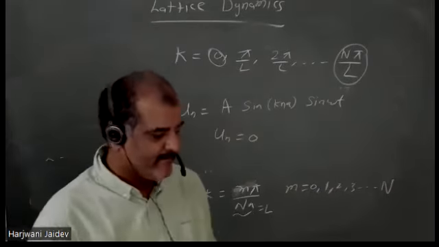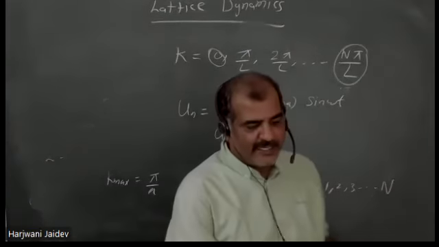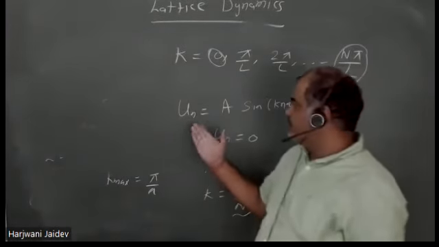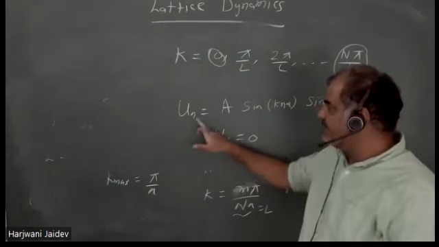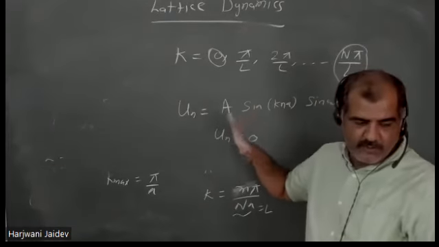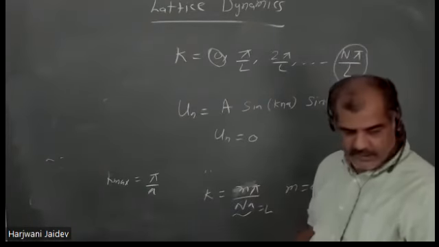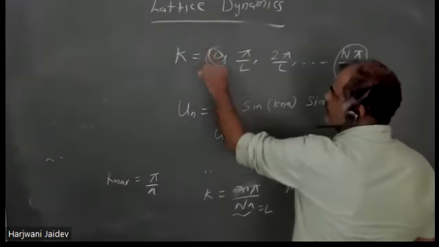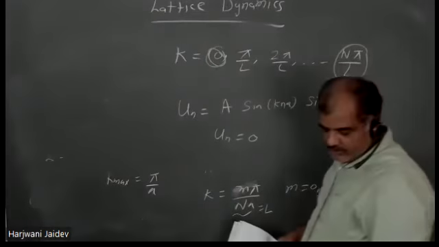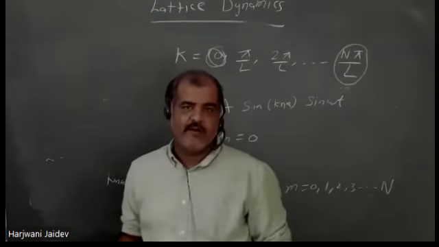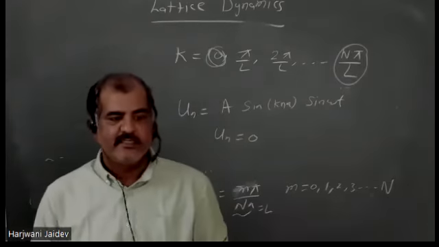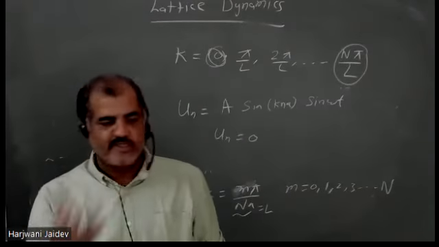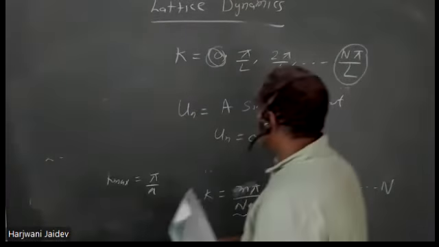Yes, sir. तो un is equal to 0 का मतलब क्या है? No vibration. आप कोई भी एटम ले लो, एटम 1 ले लो, 2 ले लो, 3 ले लो, 4 ले लो, all are stationary. Okay, so we will not consider here the 0 value, because 0 value shows that all the atoms are in no vibration condition, no motion condition.